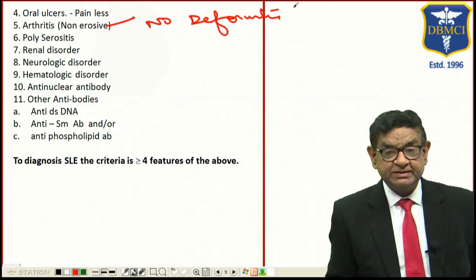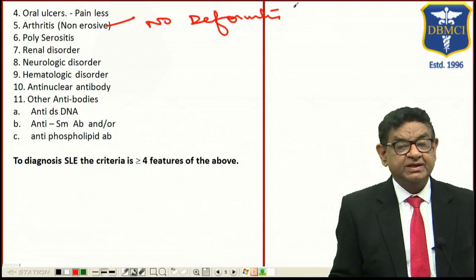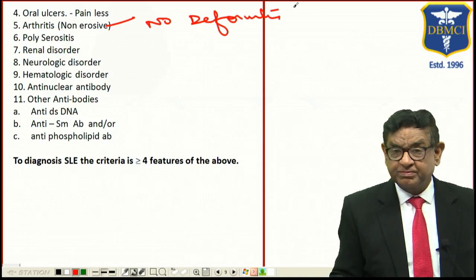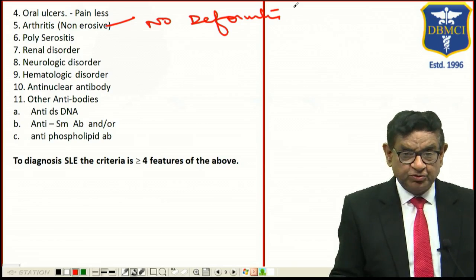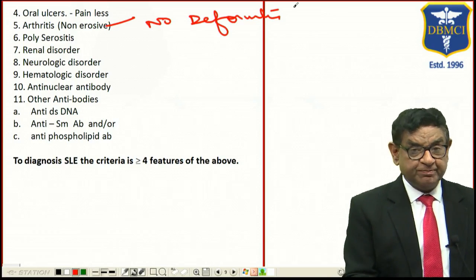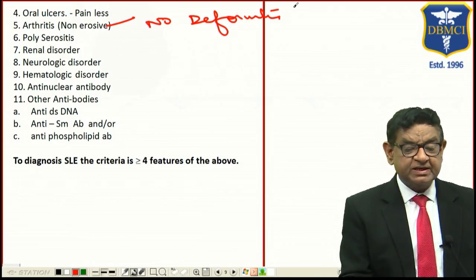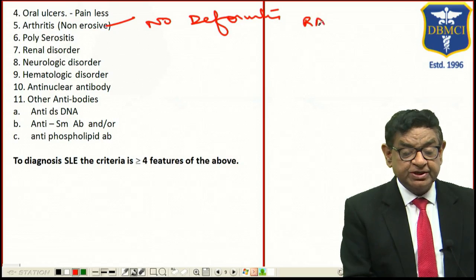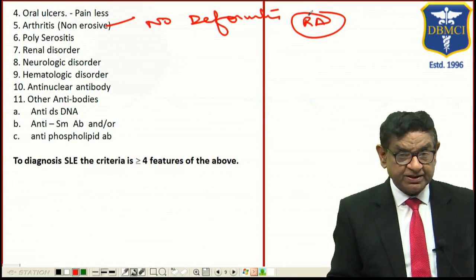Patient has joint pains, and when the pains disappear, the joint becomes totally normal, there is no deformity. It's a very, very important question. This is in contrast to rheumatoid arthritis, where a lot of deformities are there.